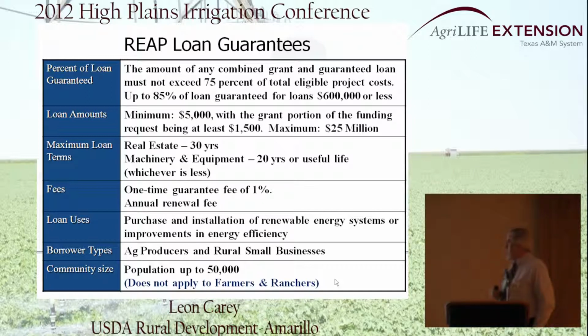There is a guarantee fee that has to be paid. And as far as borrower types, it's ag producers and rural small businesses again. There is a community size down there, but that does not apply to farmers and ranchers.